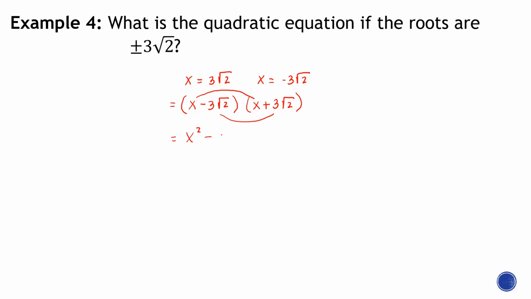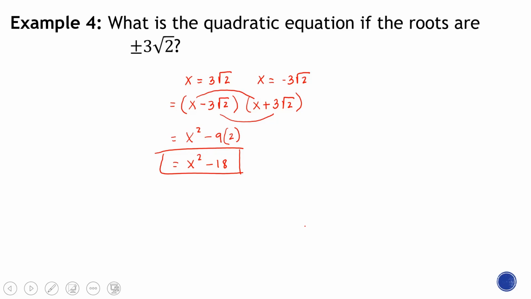So 3 times 3 is equal to 9. And then square root of 2 times square root of 2 is 4, yes. And the square root of 4 is equal to positive 2. And that gives us that 2 there. And of course, we need to multiply that 9 and 2. That gives us negative 18. And that is the quadratic equation of those two roots.